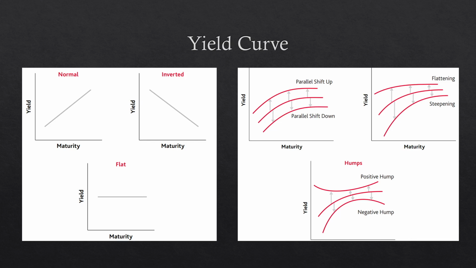You also have humps sometimes. That could be something like where the 1 and 2 year rates are higher than the medium term rates, so maybe the 5 and 10 year, but the 20 and 30 year are just as high as the 1 and 2 year. You can also have the inverse, where the medium-term rates are higher than the short and long-term rates. And so those are the different types of yield curves.